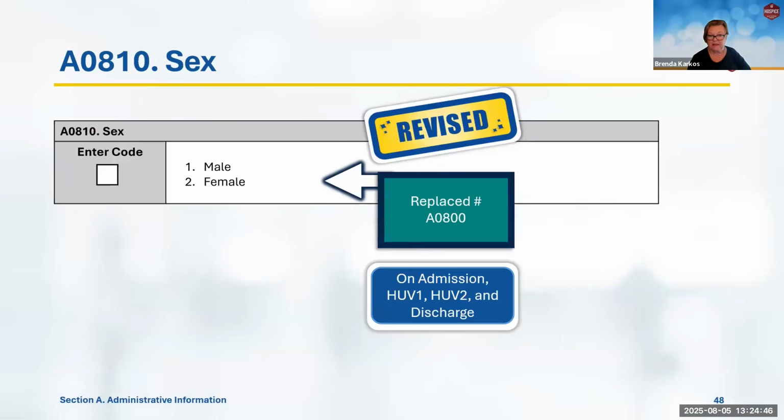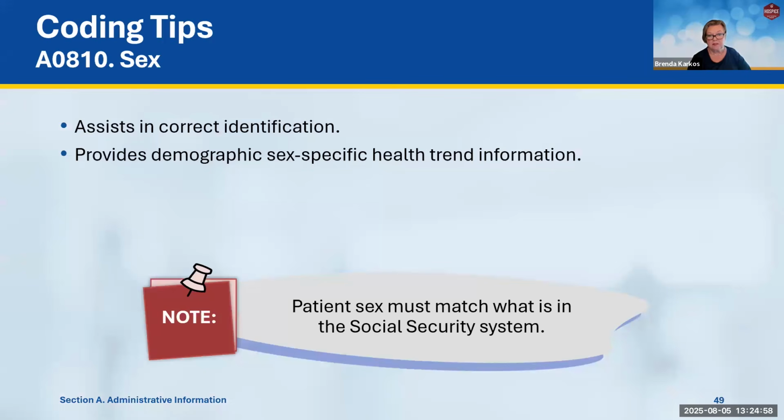Now, A0810 sex is the same familiar item you use now, although the name and the number have changed. This will replace A0800 gender. Please note the patient's sex must match what is in the Social Security system. This is only to assist in the correct identification and provides demographic, sex-specific health trend information.